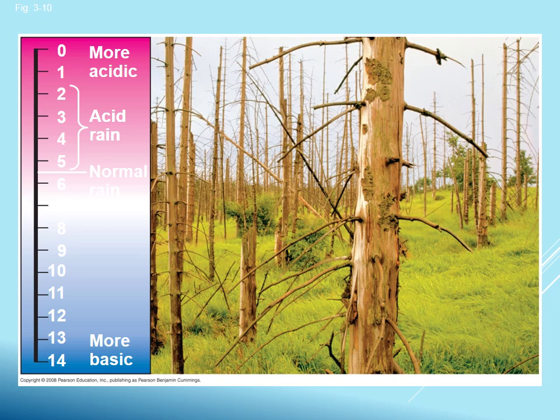Their bark is clearly being eaten away, their branches are worn down. It doesn't seem like these things have a chance to survive all that well, and that's because of the unbalance of acid in the soil and on the surface of the tree. Okay, so that was pretty much everything for chemistry and for water.